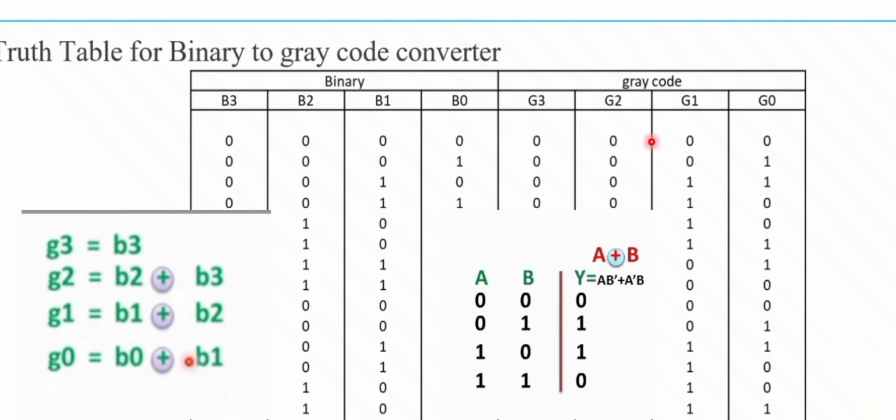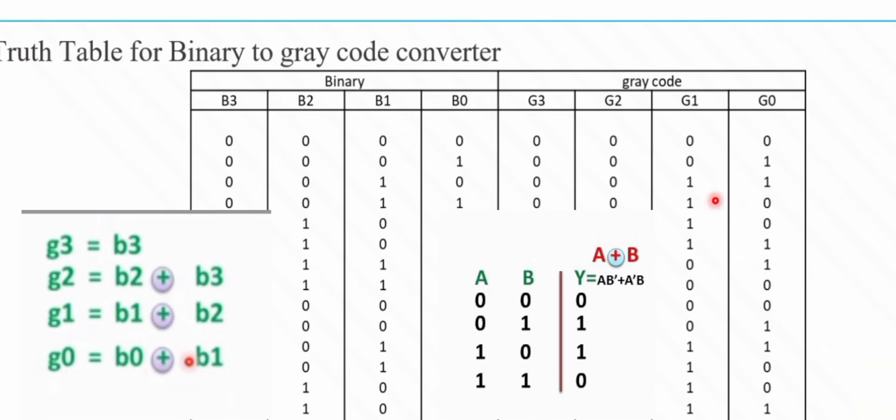So 0, 0 gives 0. 0, 0 gives 0. Here it is 0, 1, and 0, 1 is 1. Then 1, 0 is also 1. And 1, 1 gives 0. When both the inputs are the same, the output is 0. When one input is 0 and the other is 1, we get the output 1. That is the concept of the XOR gate.